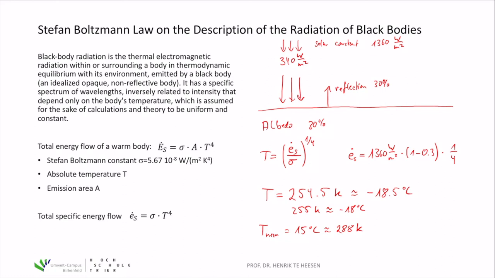So what we have to consider is, on the one hand, our energy flow of this mean temperature to the fourth, minus our energy flow in case of no atmosphere, so in this idealized model. So we have this temperature T to the fourth, and that's times our Stefan-Boltzmann constant, which gives us our additional energy flow.